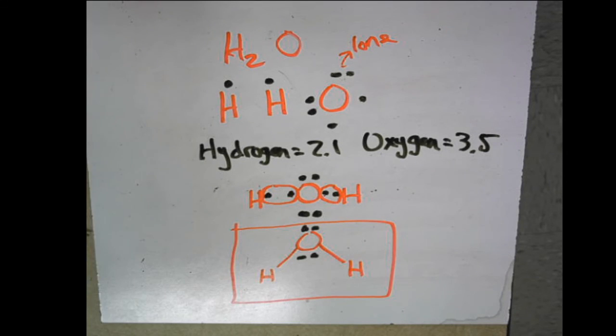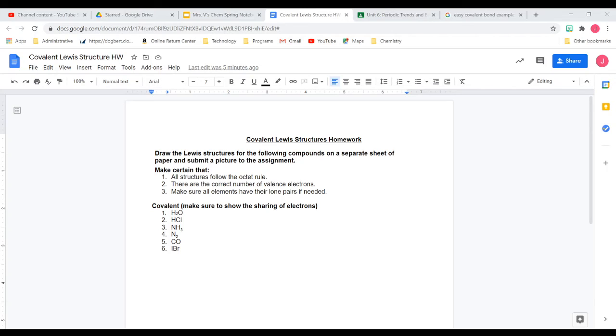Okay. If you have any questions, please feel free to ask me. But now that I've done water for you to draw, I want you to do the next 5. Hydrogen chloride, remember if it has an uppercase and a lowercase, that is one element. Ammonium, nitrogen, carbon monoxide, and this is iodine monobromide. So these are all covalent. See if you can figure out the shape of these, and if you need me, please let me know.